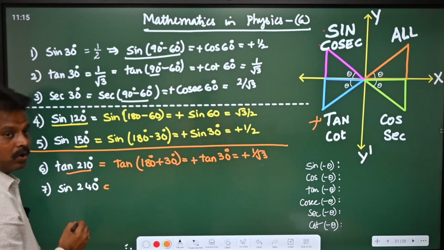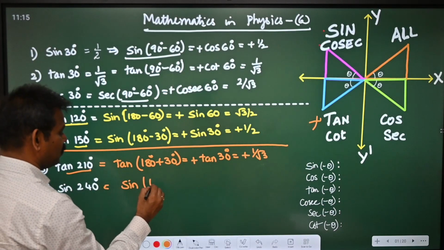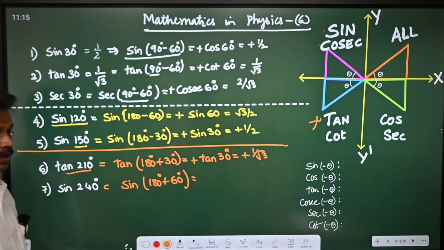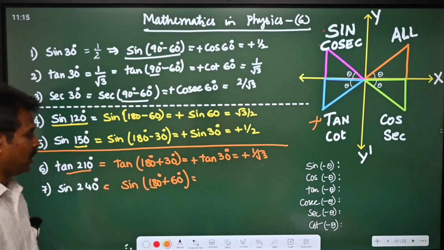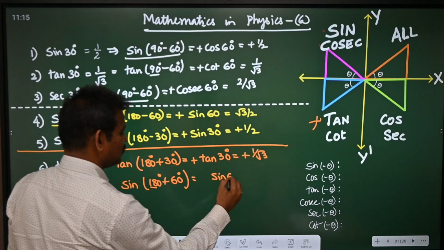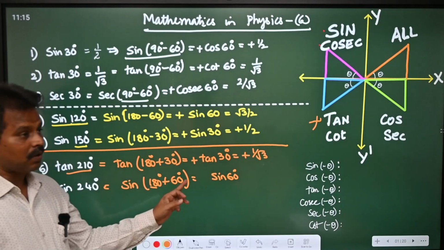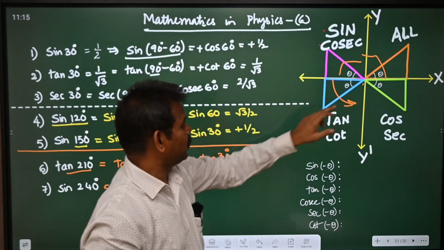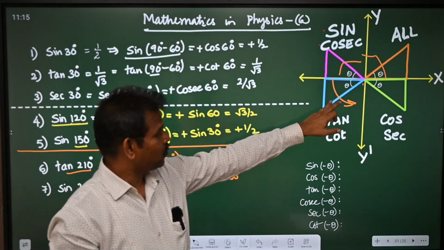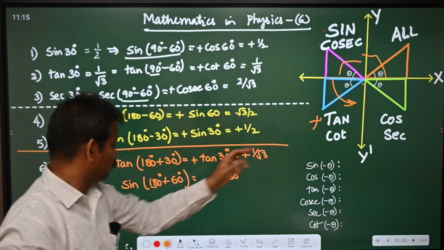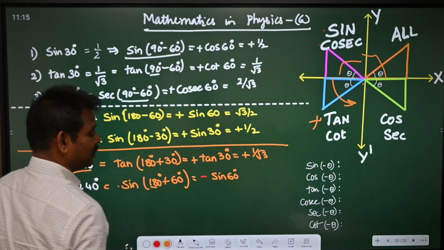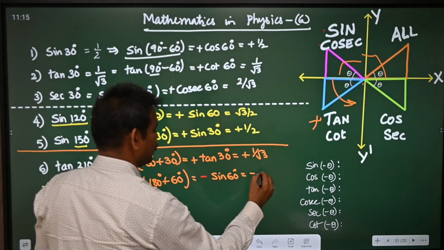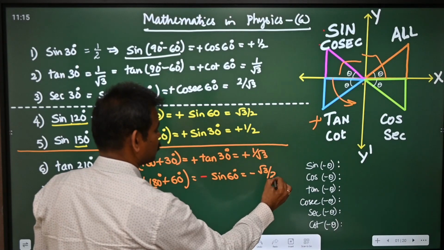And sine 240 can be written as sine of 180 plus 60. So sine of 180 plus theta is sine theta, here this is sine 60 degrees. But 180 plus theta means this is in the third quadrant. This is 90, this is 90, and we are in the third quadrant. In the third quadrant, tan and cot are positive. Sine is negative, so this will become minus sine theta. So the value will become minus root 3 by 2.